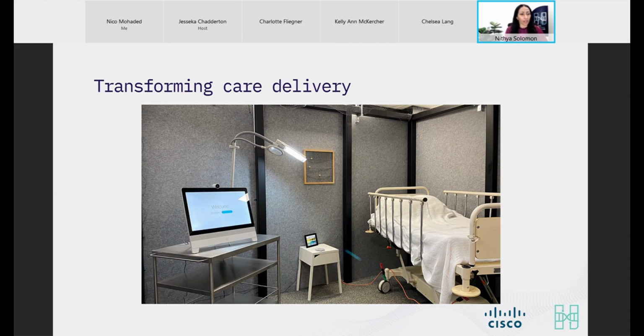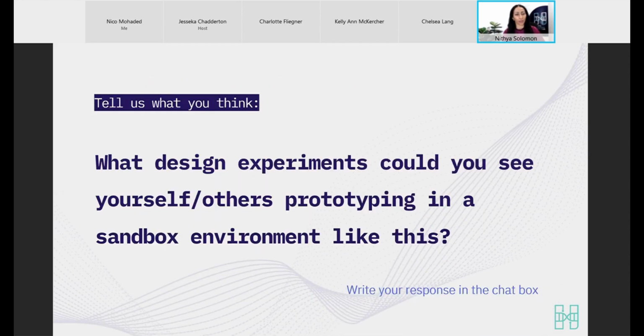Now we've got 3 minutes left until 4 o'clock, but we do have one last question back to you all as an audience, and particularly with your design hats on, having seen this type of sandbox environment. Very curious to hear what design experiments you could see yourself or others prototyping in an environment like this, where the physical space has been set up and a technology infrastructure has been set up, but then there's pretty much open space to really explore and test. So love to hear any thoughts that you have by way of the chat function.